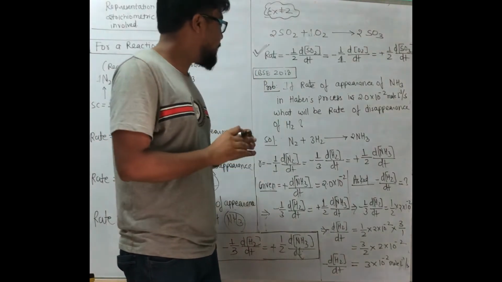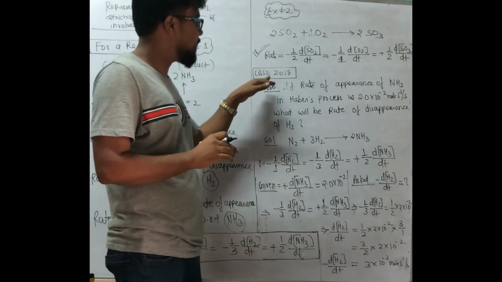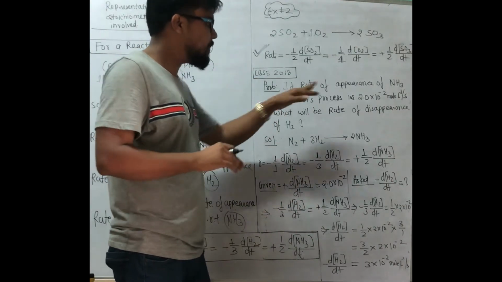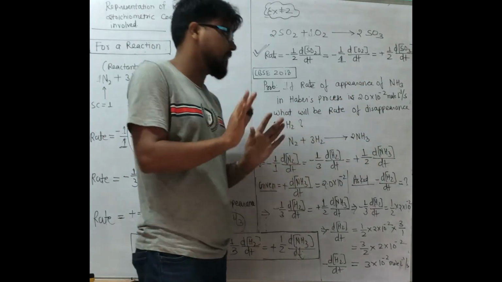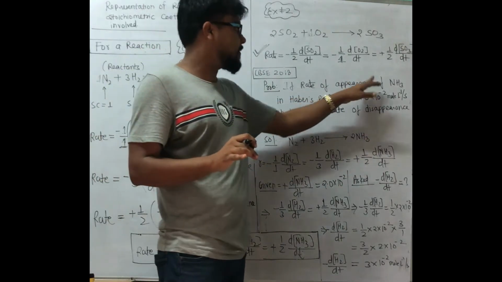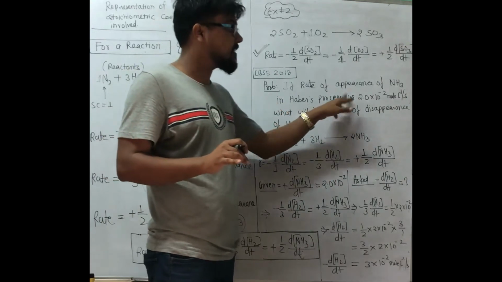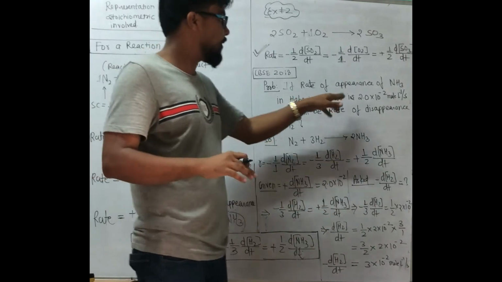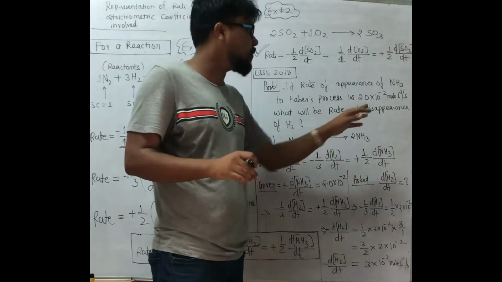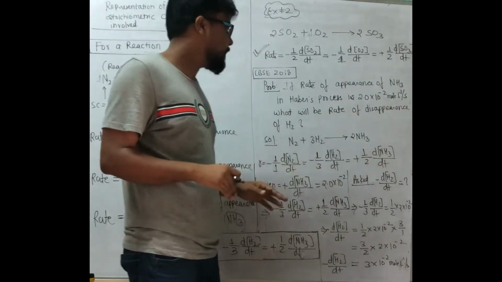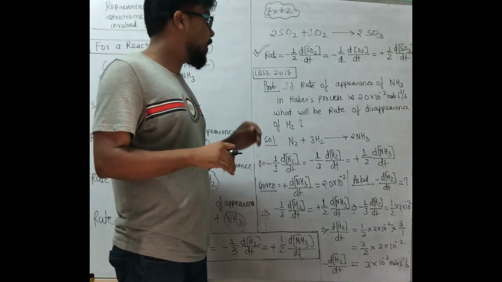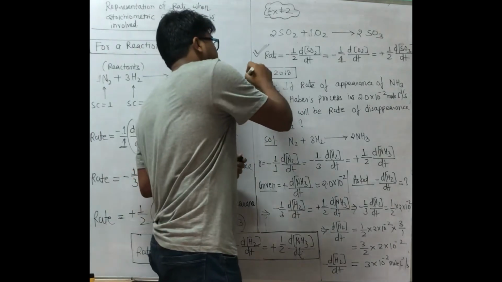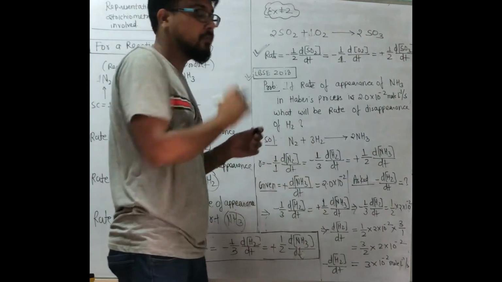Now one problem from the CBSE 2018 board exam. The value can differ but the format is exactly the same. If the rate of appearance of ammonia in the Haber process is 2.0 × 10 to the power minus 2 mole per liter per second, what will be the rate of disappearance of H2? Rate of appearance means the product's value is given. Very important question, and the first numerical for your board exam starts from here.